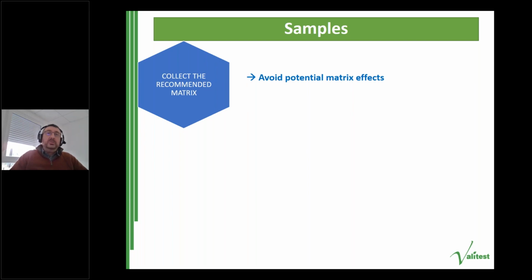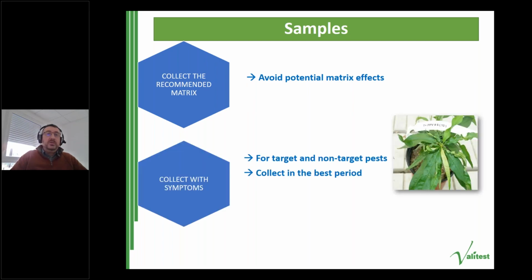Another important part: you should collect the recommended matrix to avoid potential matrix effect. You should also collect with symptoms. It can be, of course, for the target you want to study, but also for the non-target pest if you want to assess exclusivity. Of course, you should collect in the best period, but something which is very important is that the best period for symptoms may not be the same for all targets or non-target pests.